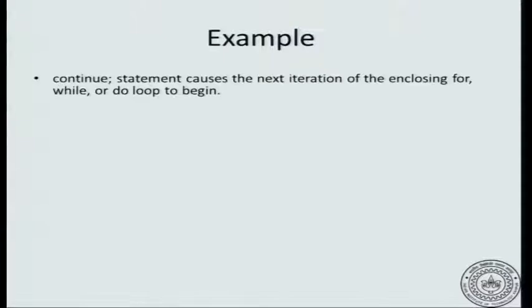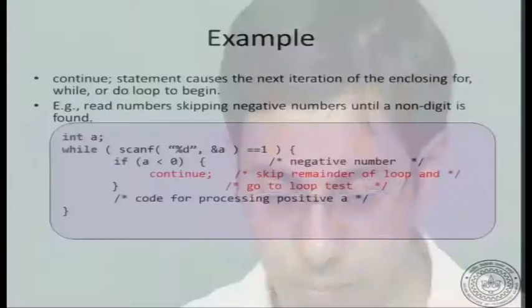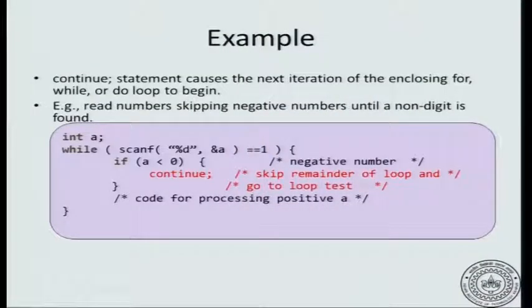The break statement was: you encounter a condition and you say I am done, I'll exit out of the innermost loop. Here it's not exiting out of the innermost loop, it's just skipping the current iteration. For this we'll see the continue statement. Continue causes the next iteration of the closest enclosing for, while or do while loop. Let us motivate it with a very simple example.